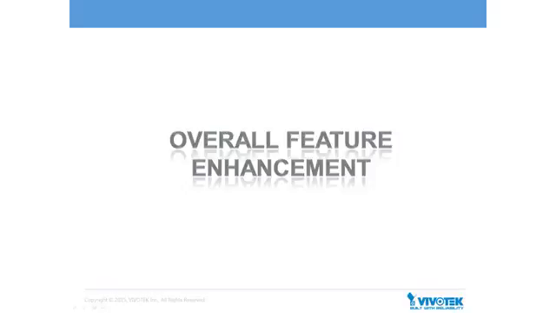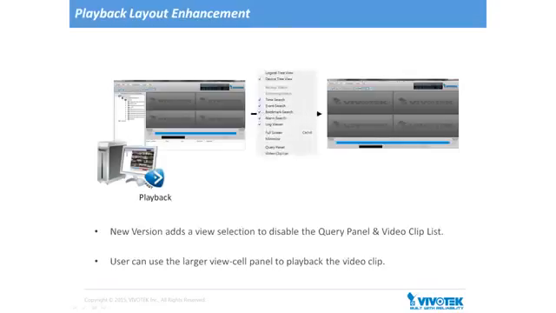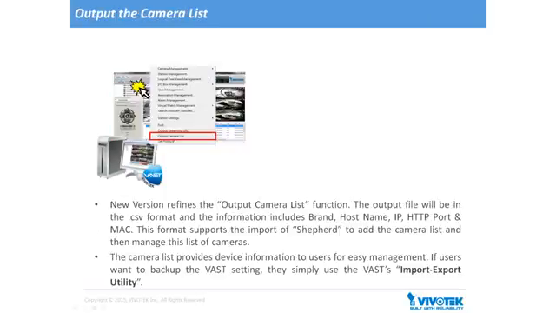Now let's take a look at the overall feature enhancements of the new version 1.11 of VAST. This new version adds a viewing option that disables the query panel and video clip list. Users can use the larger view cell panel to playback video clips. The new version also refines the output camera list function.